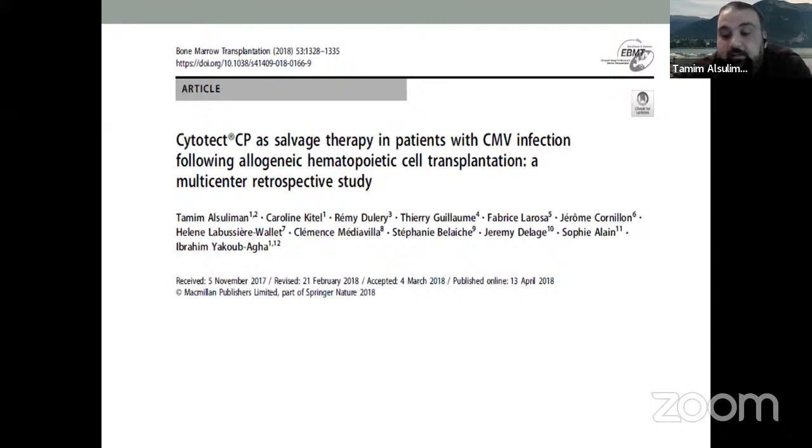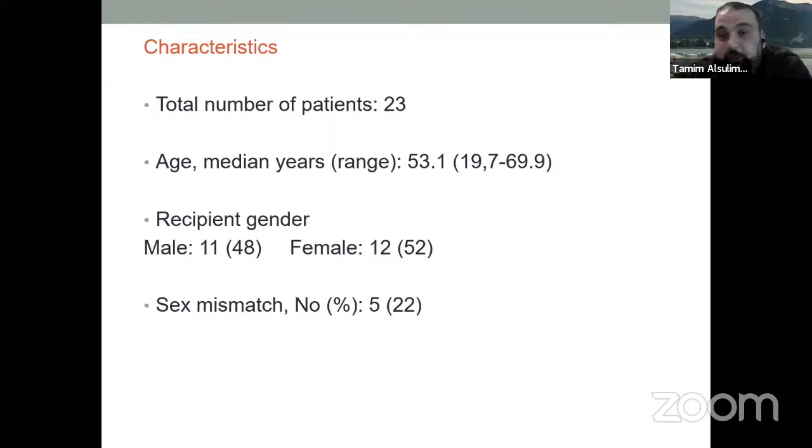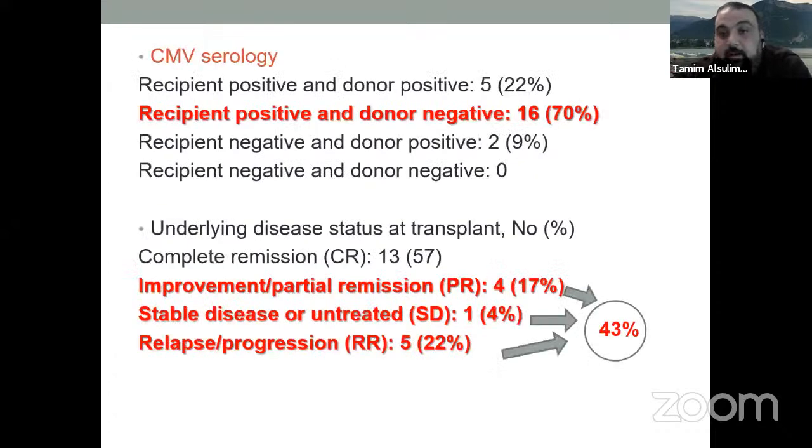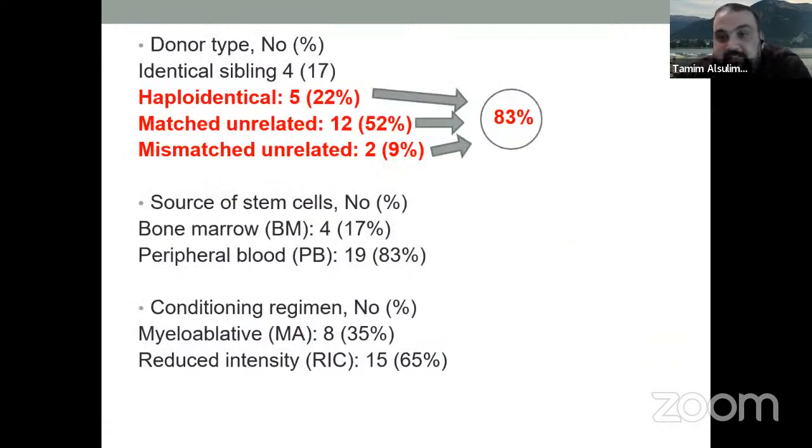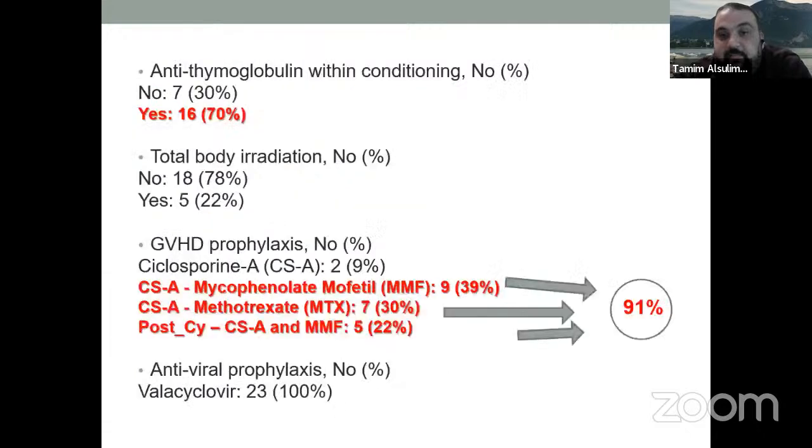We published this article in 2018 in BMT, where we talked about Cytotect as a salvage therapy in patients with CMV infection following allogeneic hematopoietic cell transplantation. It was a multicenter retrospective study with 23 patients with a high-risk profile, as you can see here from the red lines. You can see that most patients were under immunosuppressors, like 91% of them.